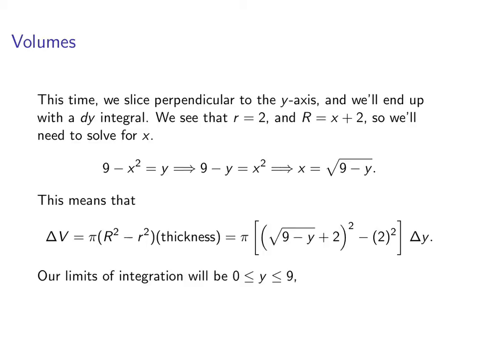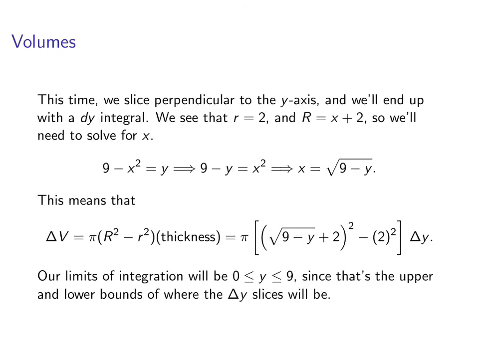Our limits of integration are going to be from y equals 0 to y equals 9. That's because those are the upper and lower bounds of where the delta y slices are going to be. You go back to the picture and ask, what's the highest point and what's the lowest point in terms of y, because y is our variable of integration.